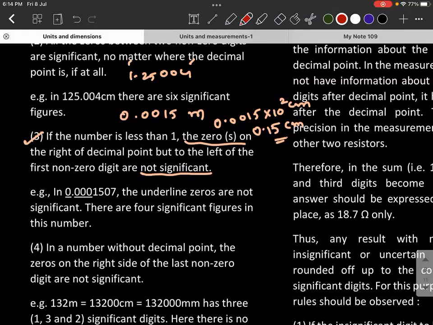Okay. Suppose I have a number without a decimal point. In a number without a decimal point, the zeros on the right side of the last non-zero digit are again not significant. Right? In a number without a decimal point, the zeros on the right side of the last non-zero digit are not significant. Please make a note of it.